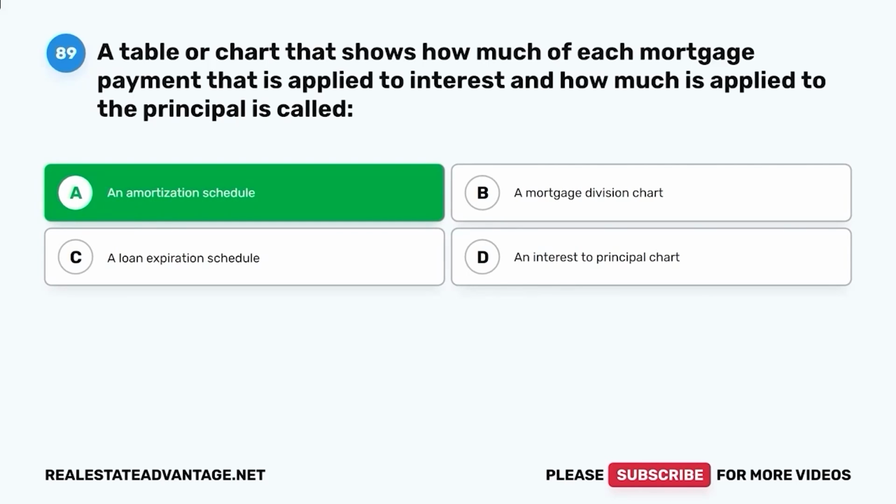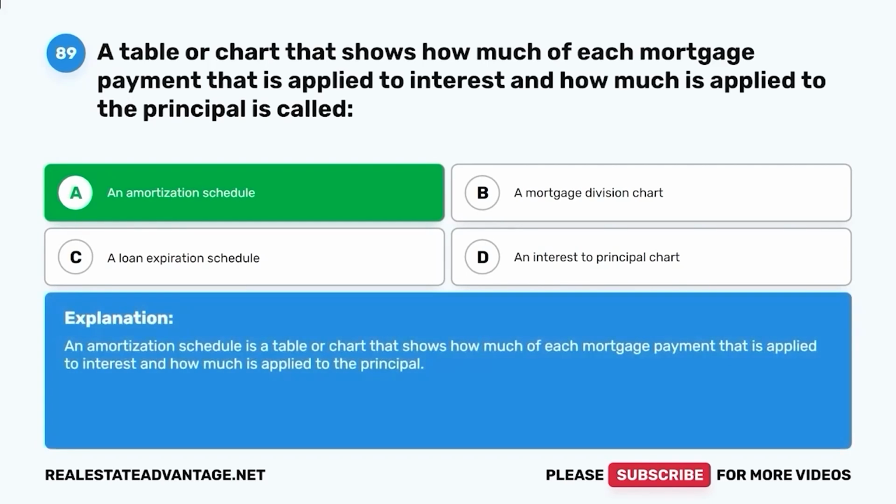An amortization schedule. An amortization schedule is a table or chart that shows how much of each mortgage payment is applied to interest and how much is applied to the principal.